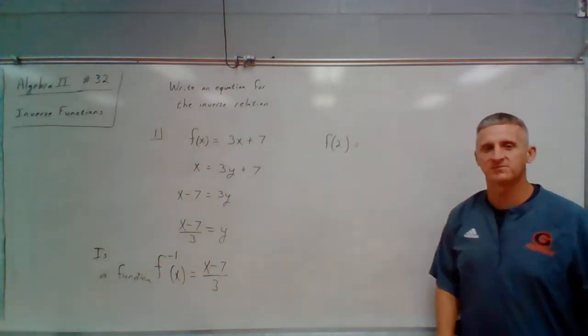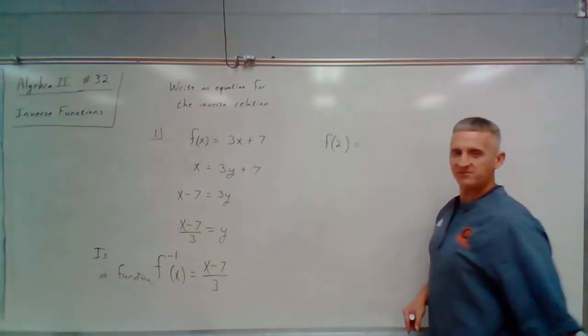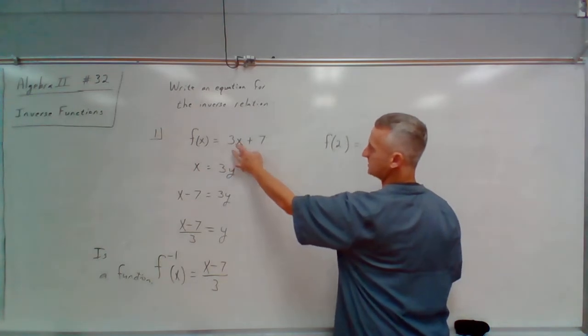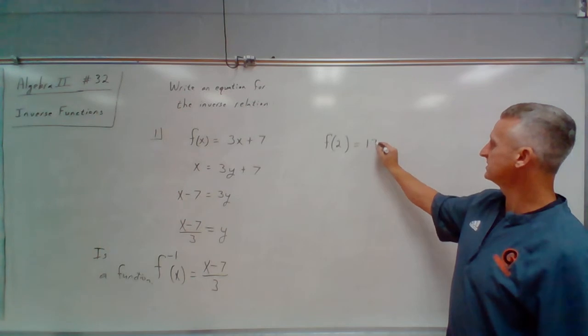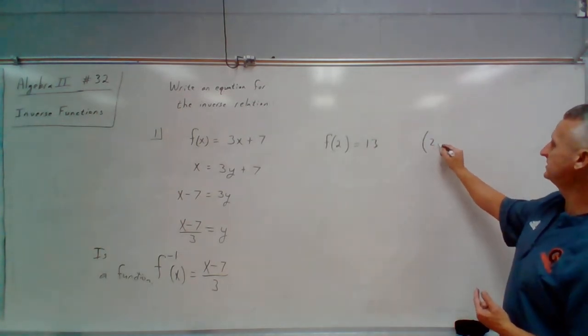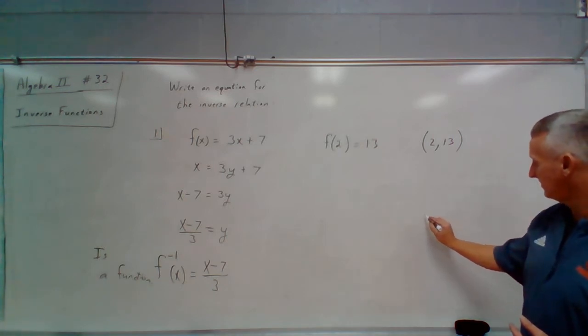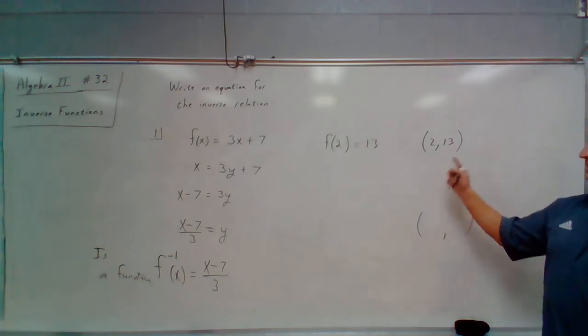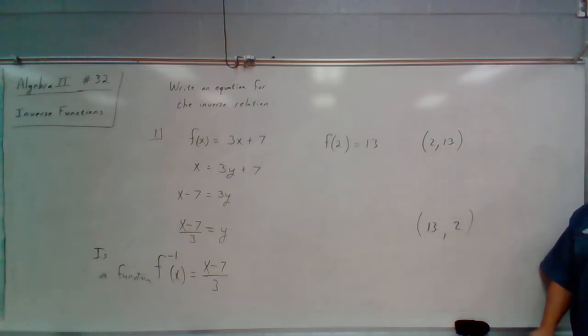All right, so let's think about something interesting here. Take this function, and let's find f of 2. If I plug 2 in here, 3 times 2 is 6. 6 plus 7 is 13. So I plug in a 2 and I get a 13. That means on the graph of this, you have the point (2, 13). All right, so what does that mean about f inverse? What point do you know is on f inverse? If (2, 13) is on f, then (13, 2) better be on f inverse.